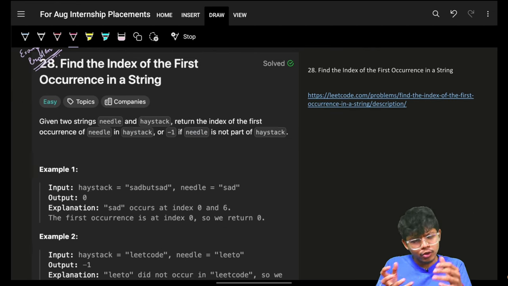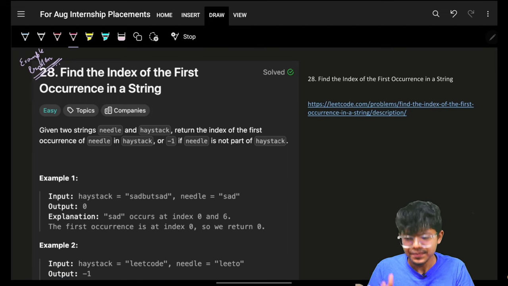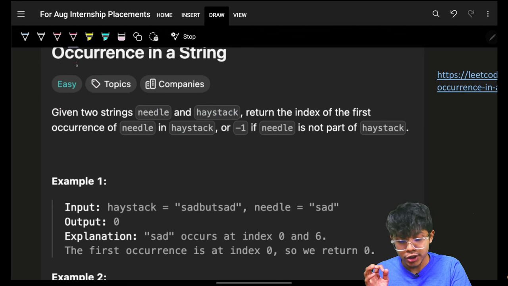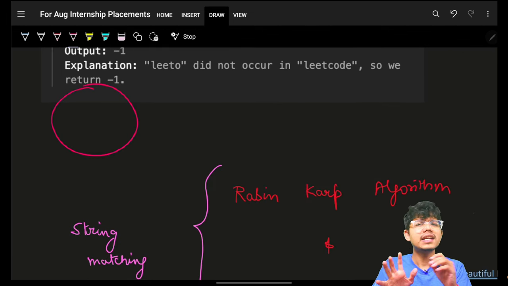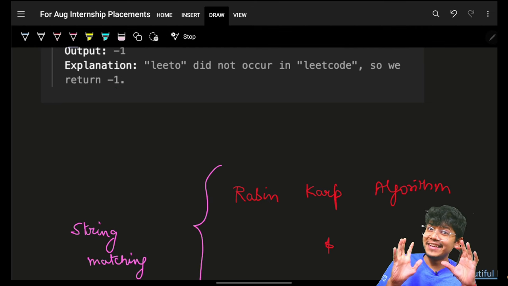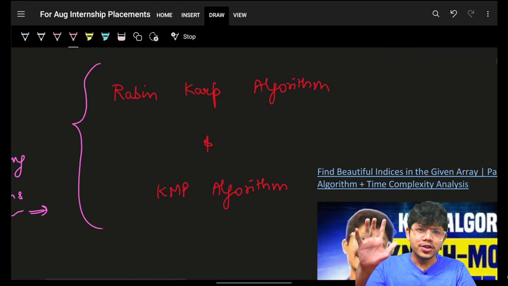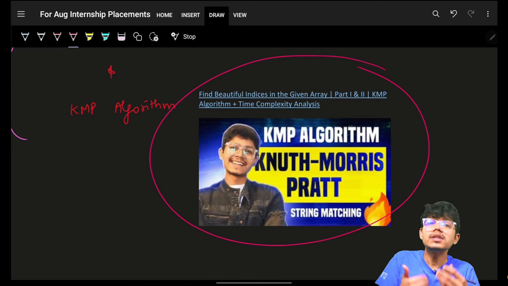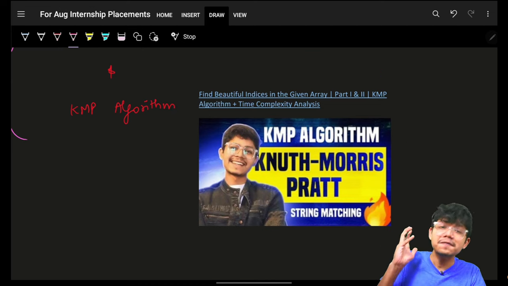Now, for the folks who don't know, Rabin Karp is nothing but a string matching algorithm. For example, if we take a simple example, although it is marked as easy, it is not at all easy. It is marked as easy because of the constraints. Constraints are very small, but it has a hard version also, which actually requires a very great algorithm, which is both Rabin Karp and KMP. For the folks who don't know, we have already had the KMP video. Again, it's also a string matching algorithm, but with a very short, concise code specifically for your interviews.